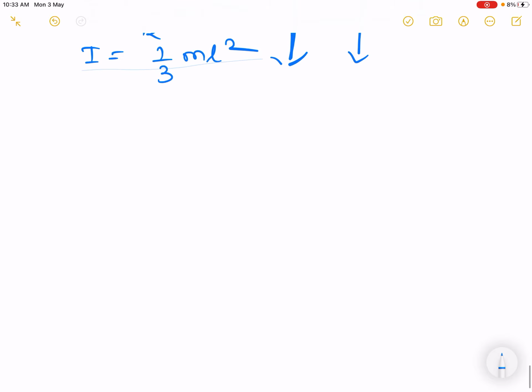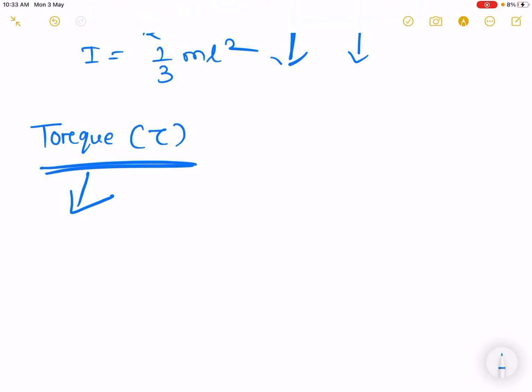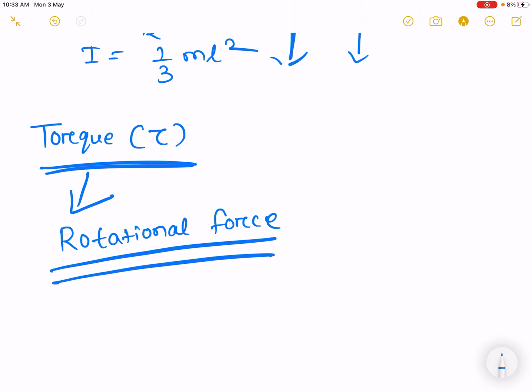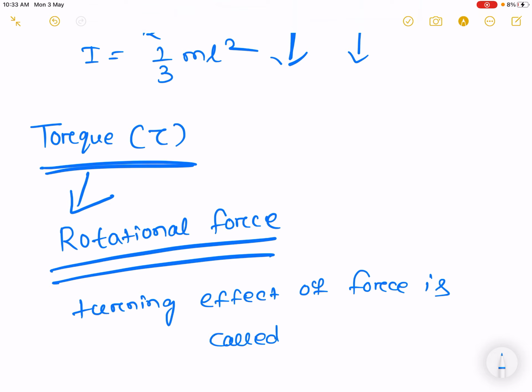Now we will discuss the concept of torque. All of you remember torque is nothing but rotational force, the force due to which a body can rotate. That means we may simply define the turning effect of force as torque.